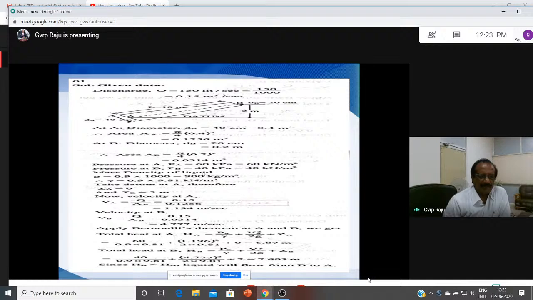Mass density of the liquid: he has given the specific gravity 0.9, so 0.9 into 1000 gives 900 kg per meter cube. And the gamma, you can find out the specific weight: 0.9 times 9.81 kilonewton per meter cube. So datum ZA is 0 and ZB is 3 meters here, and you can find out the velocities here.